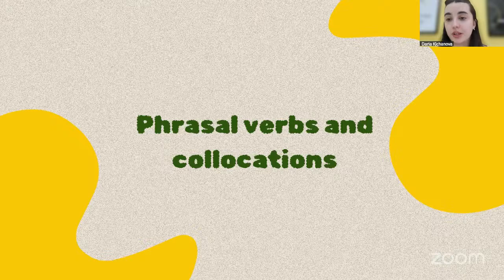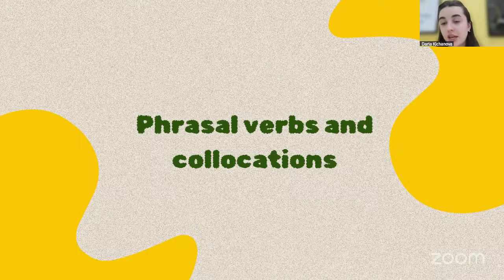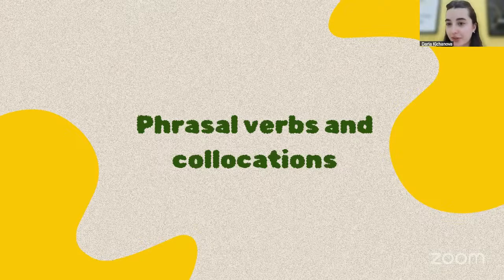A phrasal verb is a combination of a verb with a preposition, and according to the preposition, the meaning of the phrase changes. For example, the phrasal verb take up means to start something. If I say take after, it means to take care of something. Oh, I'm sorry, it's look after. Take after is when we are similar in some features to our parents, grandparents, and so on.